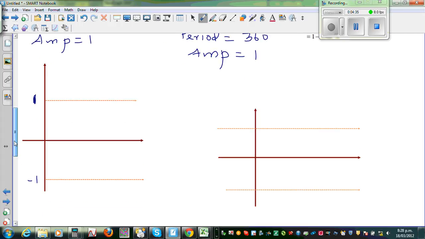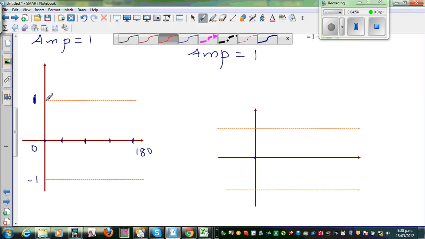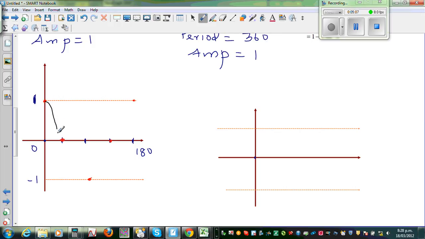Here you've got a period of 180, so this is 0, and this is 180. And this is halfway, which is 90, and this is 45, this is 135. Here this is 0, so let me first graph the first equation. So it starts at maximum, baseline, minimum, baseline, and maximum. Okay, so this is your first trig graph. This is the graph of cos 2x.